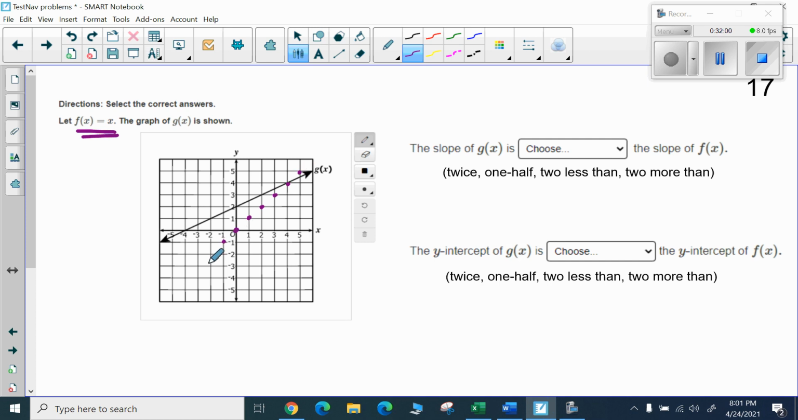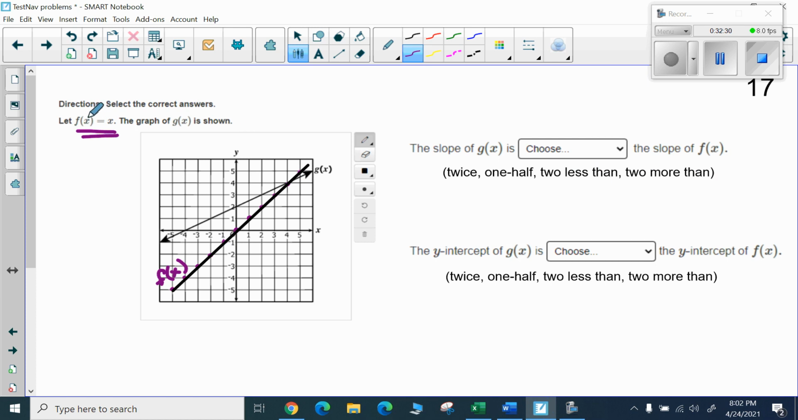f of x equals x has a slope of 1. And so it looks like that. Let me see if I can draw a line on here. And you would be able to do this on your screen. You'd be able to use the dot tool and the line tool, okay? So there is f of x. Okay, the slope of g of x is twice, 1/2, 2 less than, or 2 more than f of x.